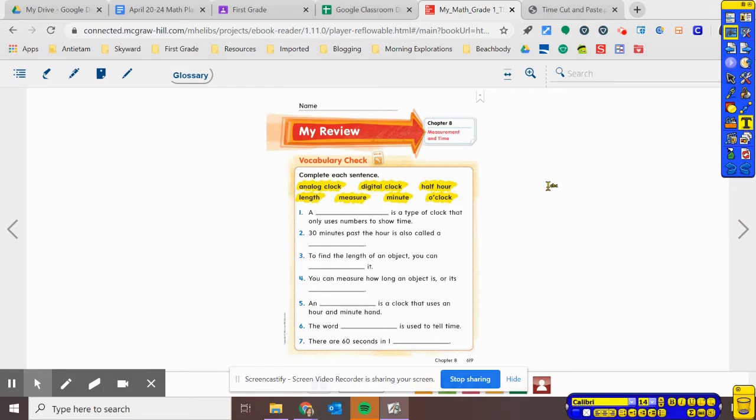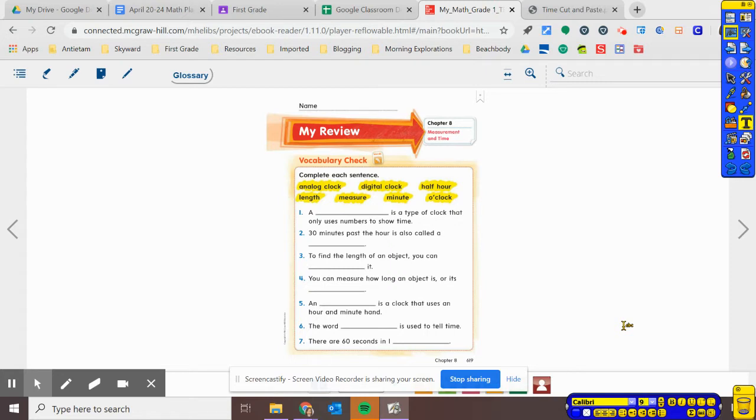All right, so today we're going to review some vocabulary. This is going to be really important for when you go to understand some of the questions and what they're asking you on your test. So, number one says a blank is a type of clock that only uses numbers to show time.